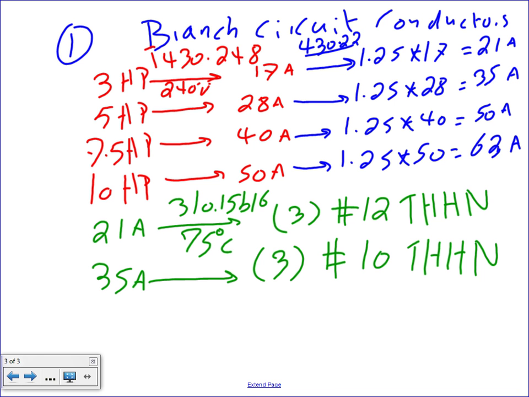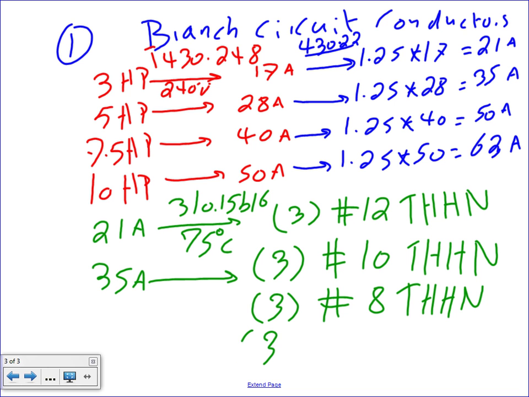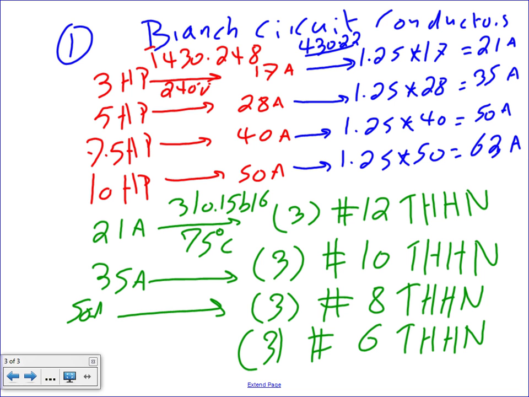The next ones are 50 and 63. 50 is number 8 and 63 is number 6. So 3 conductors number 8 THHN and 3 conductors number 6 THHN, and these are coming from the 50 amp and this is coming from the 63 amp. Any question, guys? Yes, what are we finding in number 2? We're finding the branch circuit size.